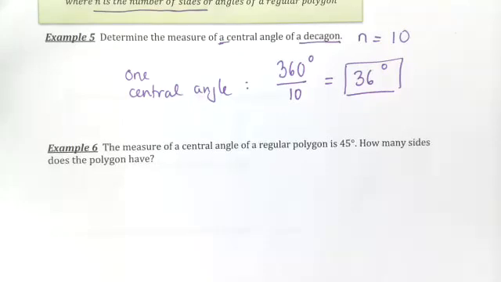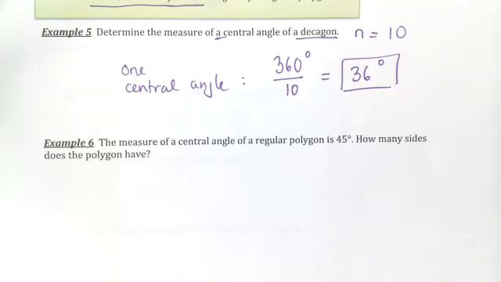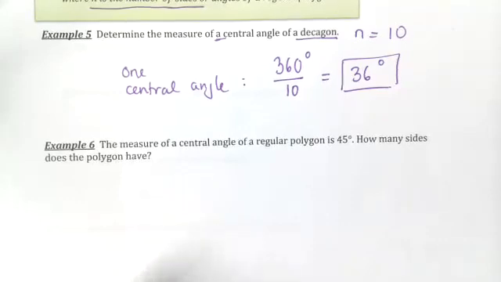Now here's sort of like a riddle kind of question, a little bit backwards. The measure of a central angle of a regular polygon is 45 degrees. How many sides does this polygon have? Sometimes the question is, what's the name of this polygon, right? Because it's the same thing. If you know the sides, you should know the name as well, right?